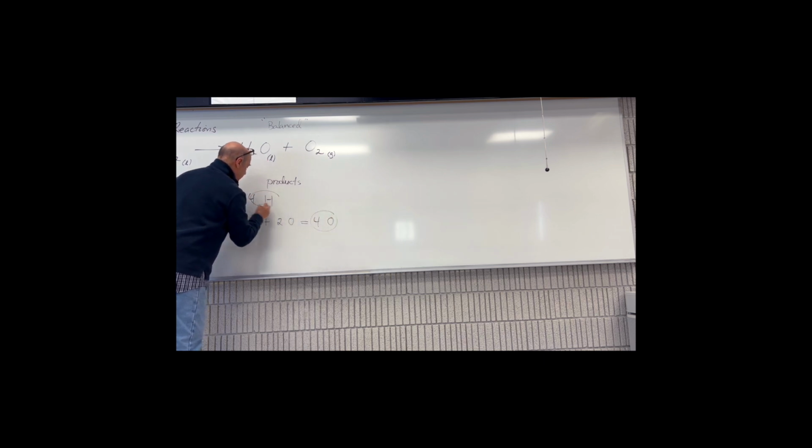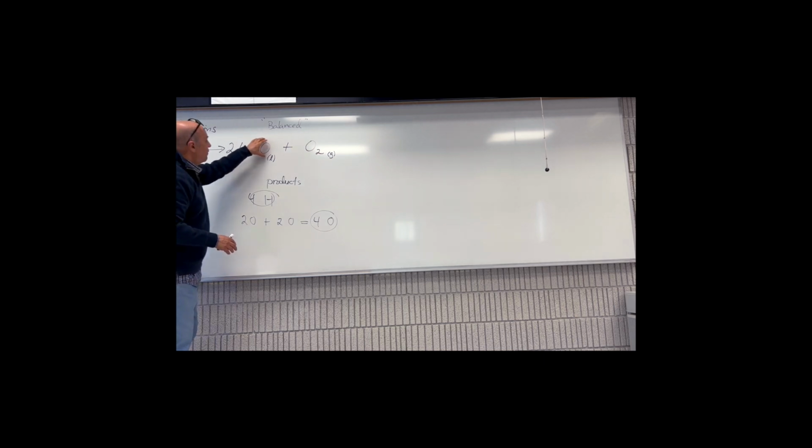So these numbers are the same before and after, telling us that this is a balanced equation. If they were not, then we would have to fix it. And when we fix it, we only add numbers that are in front of the formulas. We don't change the formulas. So that's a quick review of what we did.